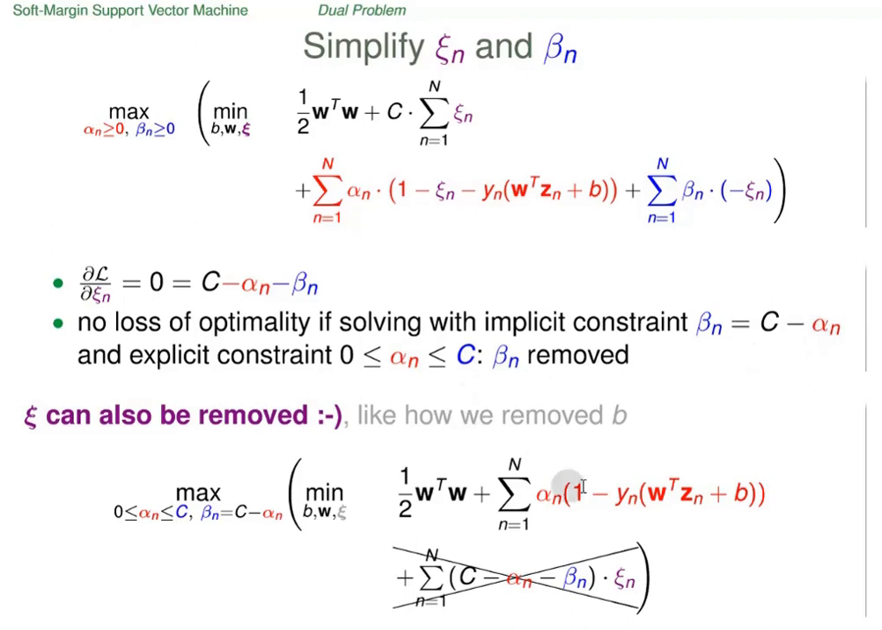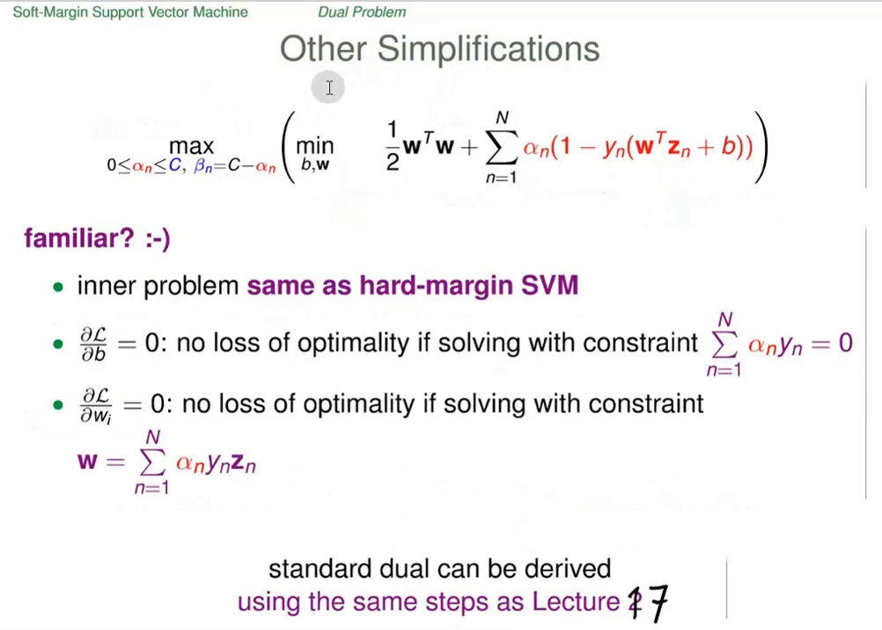If we do so, the Lagrange dual problem simplifies to the following. We substitute the betas. However, we know that xi can be removed, again like how we removed the bias b in the hard-margin dual SVM. Here, look, the inner minimization problem is the same as hard-margin SVM. So if we differentiate with respect to bias and then the weights, we obtain the following.